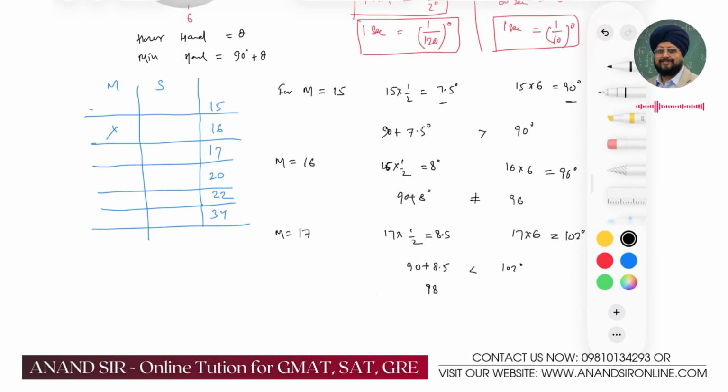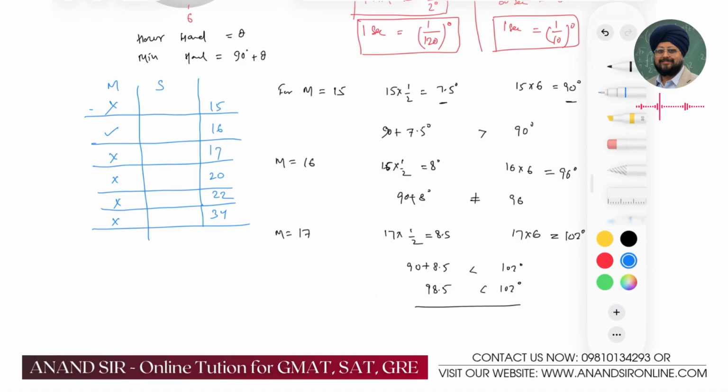It means it should be 16 minutes and some seconds, because it is not 70. At 17 it is exceeding, so m will not be more than or equal to 17. It should be 16 and then a few more seconds, which will make both the hands coincide, right?